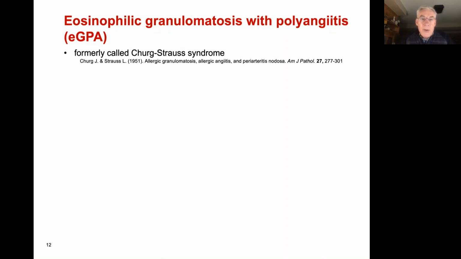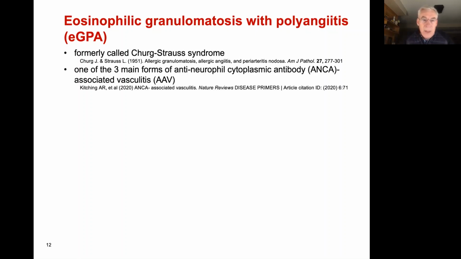It is usually referred to nowadays as EGPA, just because syndrome names with the discoverer's last names are felt to be a lot less informative than a name that describes what the disease looks like. So EGPA is one of the three main forms of what is referred to as anti-neutrophil cytoplasmic antibody associated vasculitis. So ANCA associated vasculitis, or AAV.